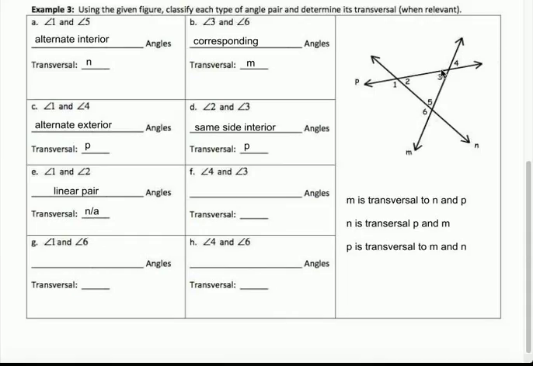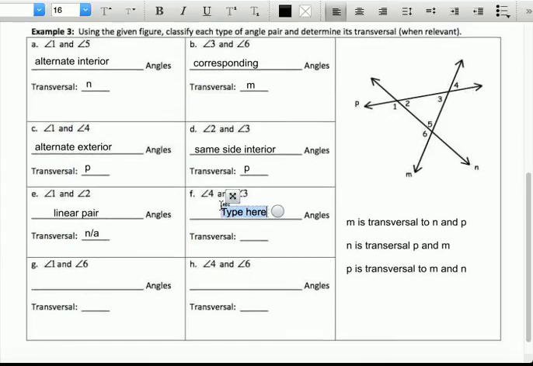Four and 3. Again, these use the same 2 lines, so there's no transversal here. And these are vertical angles. So again, the transversal is not relevant here. There isn't one.